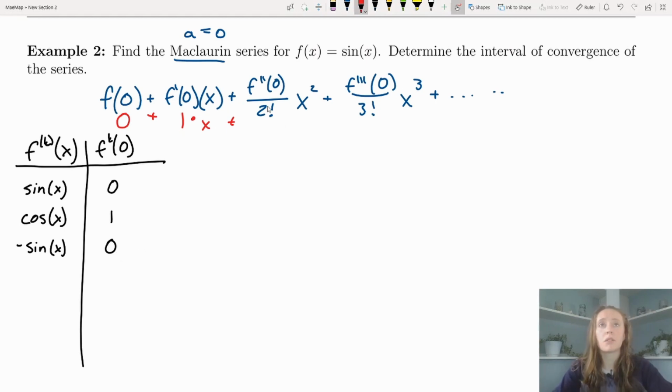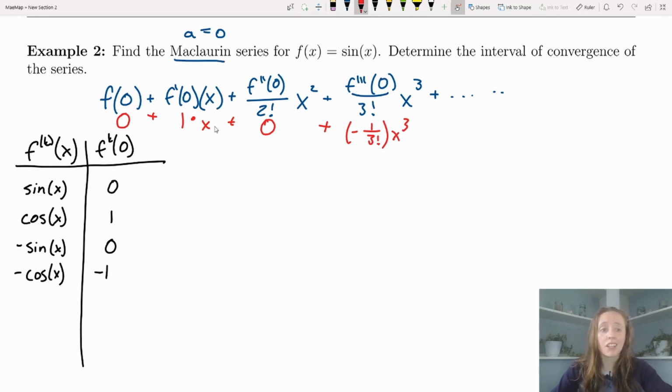So now we don't care about the 2 factorial or the x squared because that derivative is 0, and 0 times anything, we're going to get 0 for this. Now let's do our third derivative. That's going to be negative sine goes to negative cosine of x. That'll be a negative 1. So now we're going to be adding negative 1 over 3 factorial times x cubed.